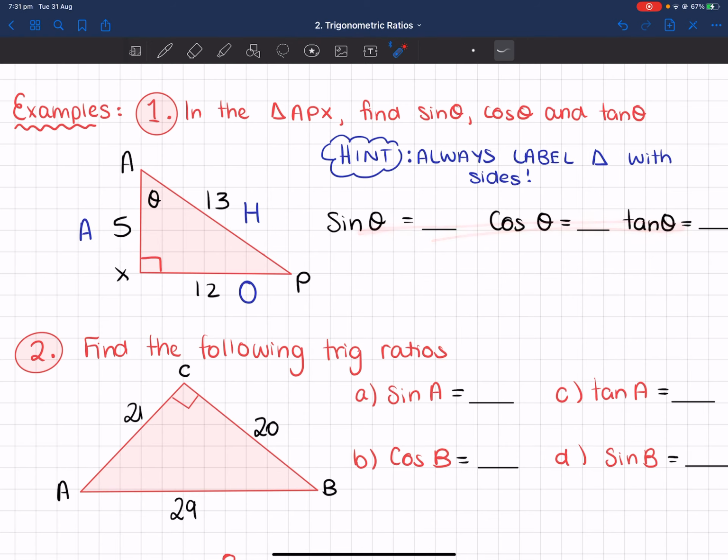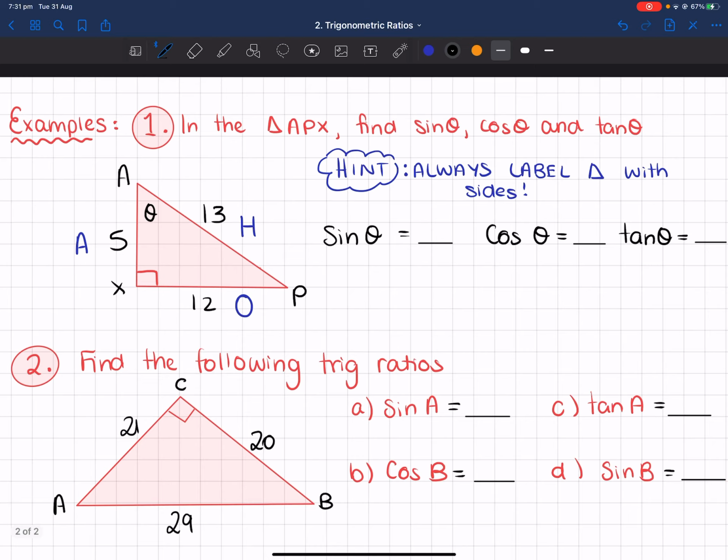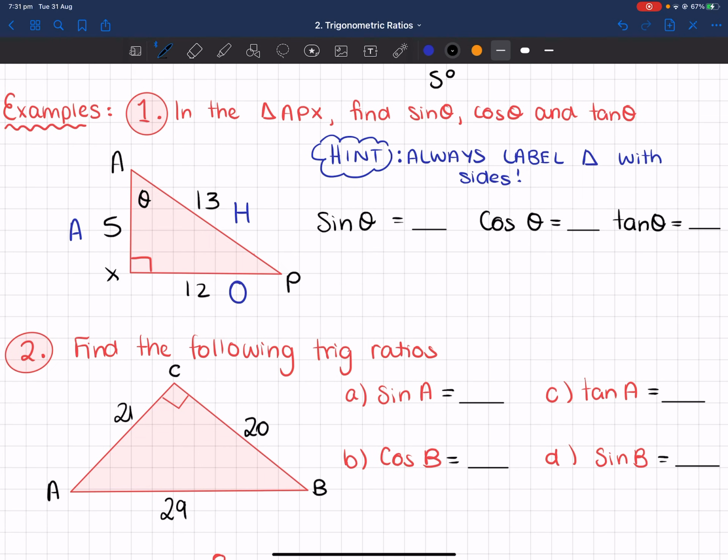Whenever you do this, it's always easier to write SOHCAHTOA at the top of your page: Sankey only has cupcakes after her tea or appetizer. Oh my God, tea or appetizer. So for the first one, sine theta is the opposite over the hypotenuse. We take our opposite side, which is 12, and that goes on the numerator of our fraction, and the hypotenuse is 13. So it's 12 over 13, and that's the ratio.